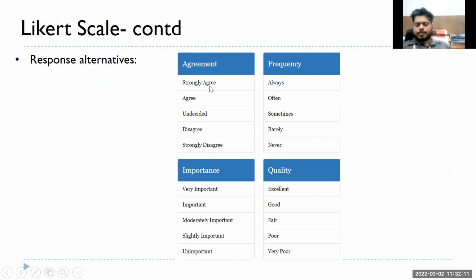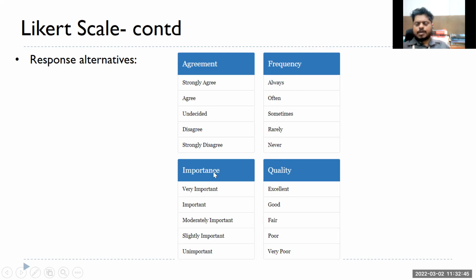So there are different types of alternatives. I can measure agreement from strongly disagree to strongly agree. Frequency: how many times you watch movies by paying rent on YouTube, right? On YouTube there are options where you can pay 100 or 200 rupees and rent a movie for a month or some time. So I can measure the frequency also: never, rarely, sometimes, often, always. So I can put a Likert scale of 1 to 5. 1 is never, 5 is always.